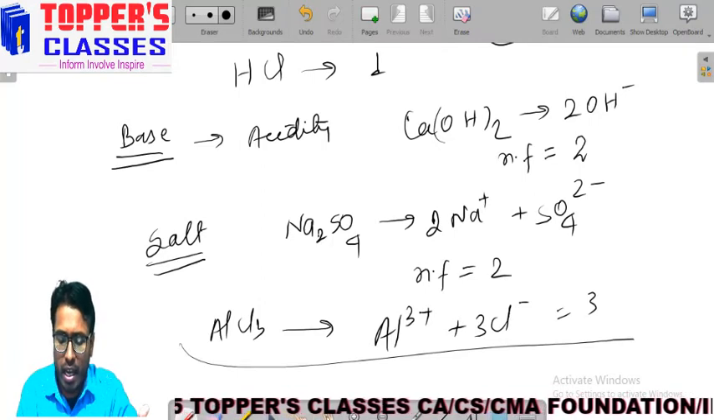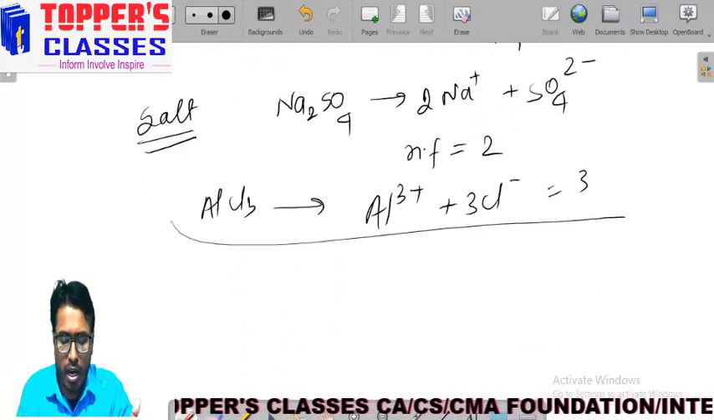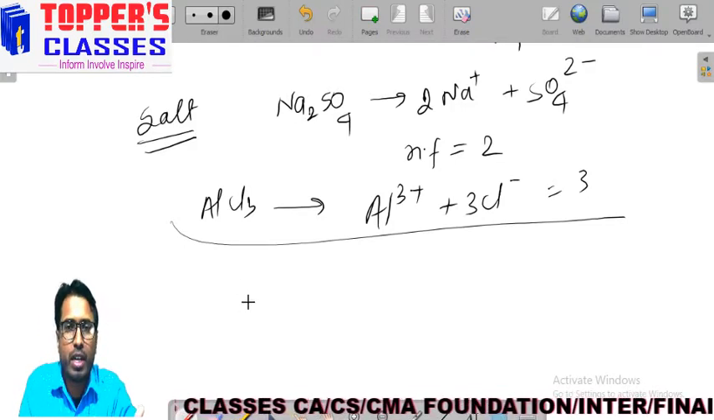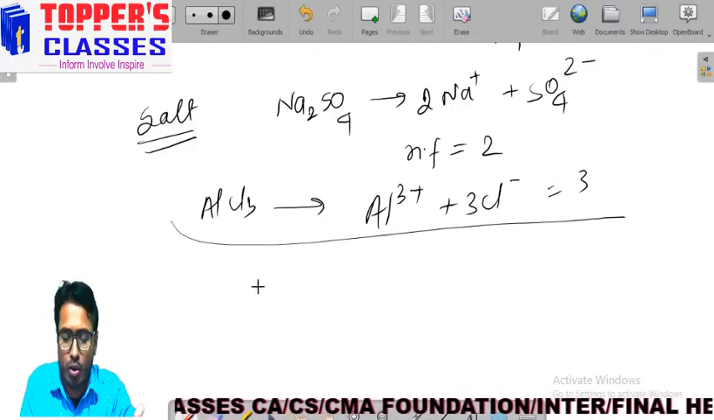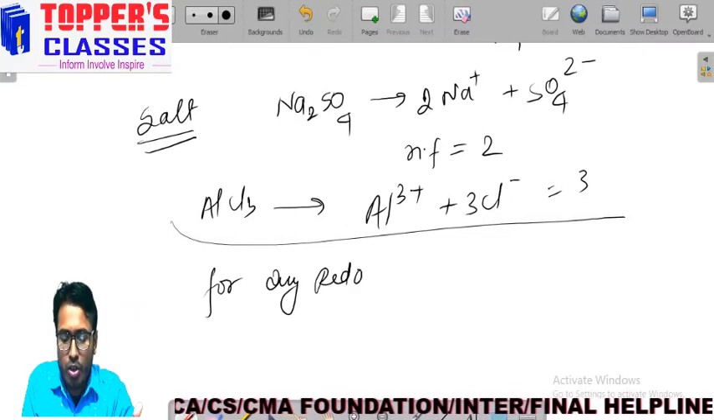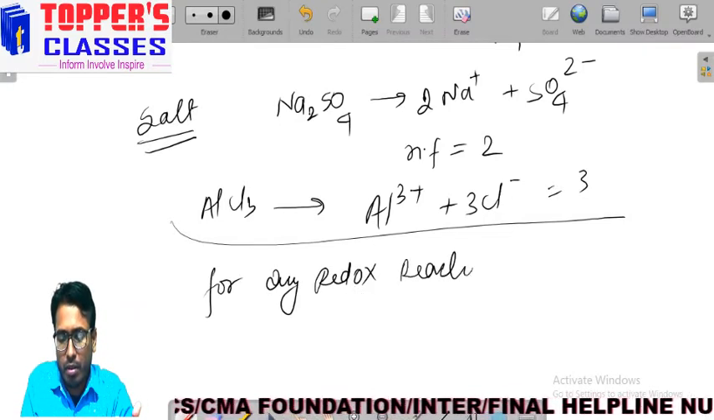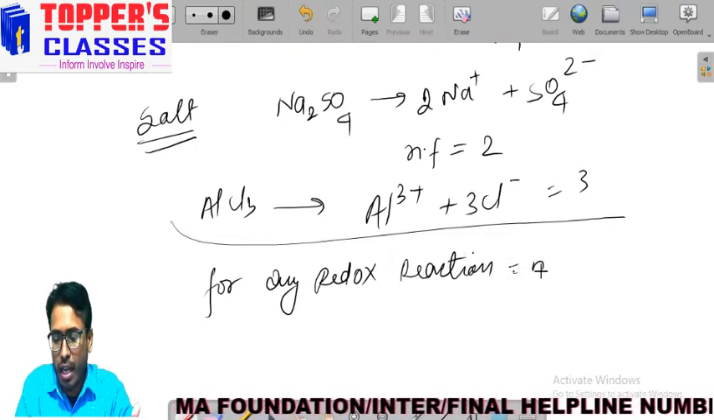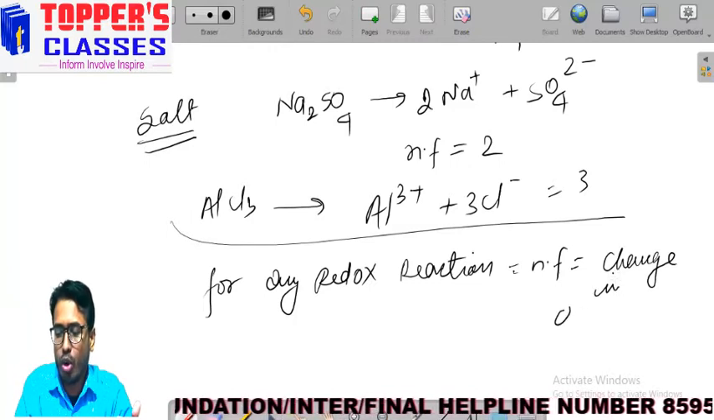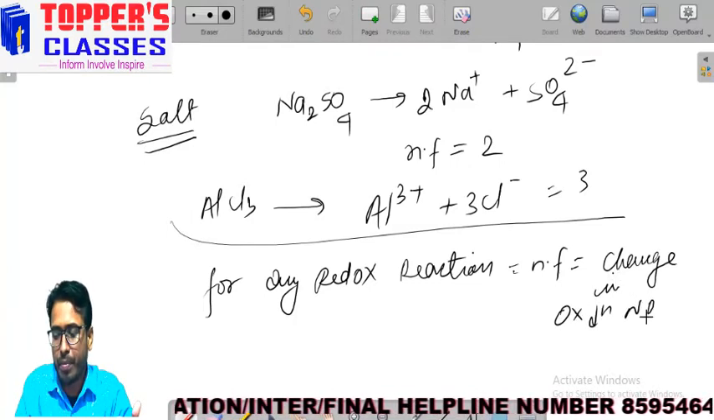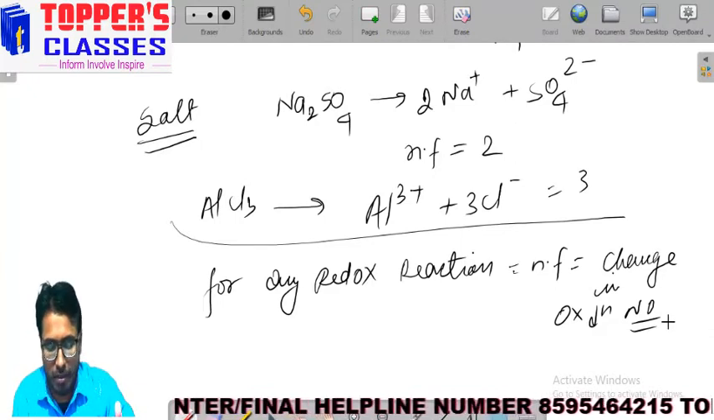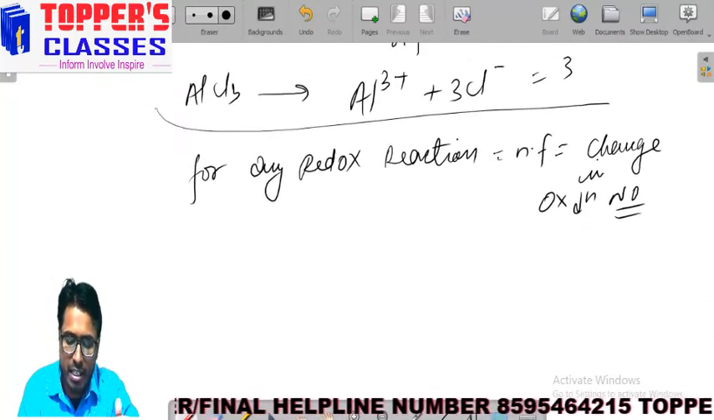And for any particular reaction, the n factor will be the change in oxidation state. For any redox reaction, n factor will be the change in oxidation number. So whatever the change in oxidation number occurs, that will be the n factor. For example, let us take an example.